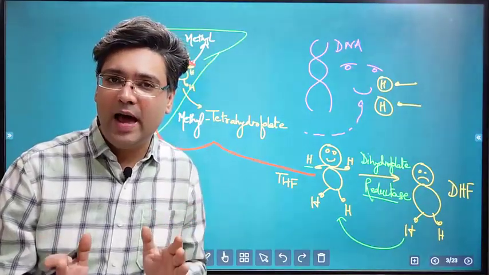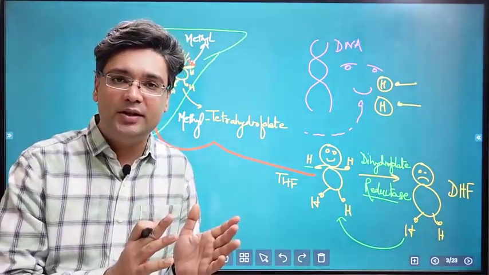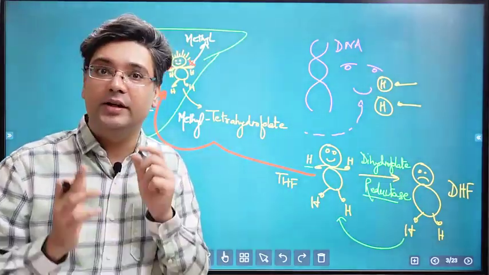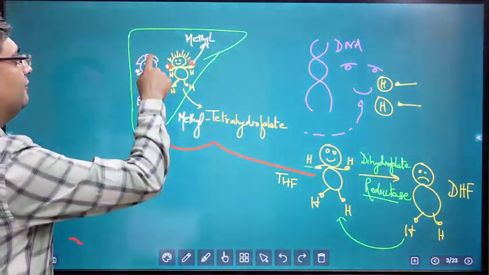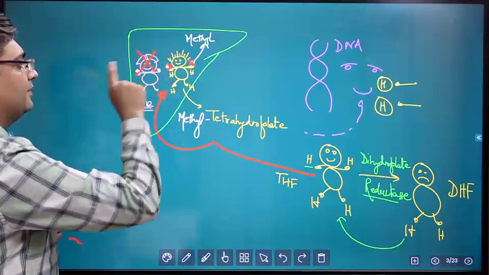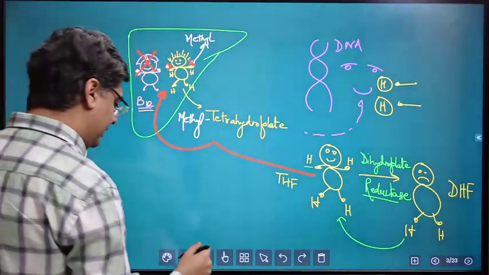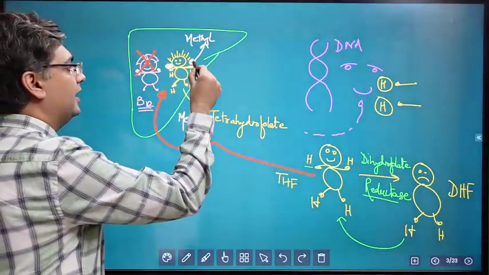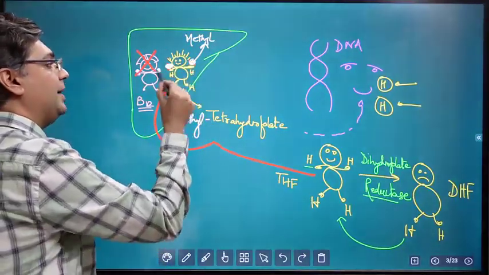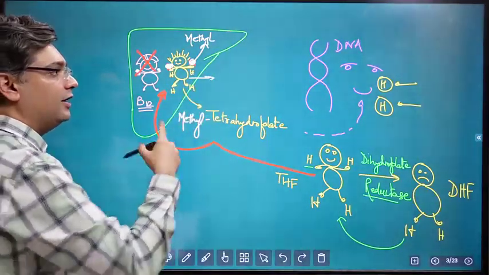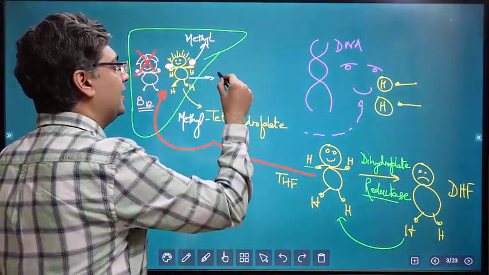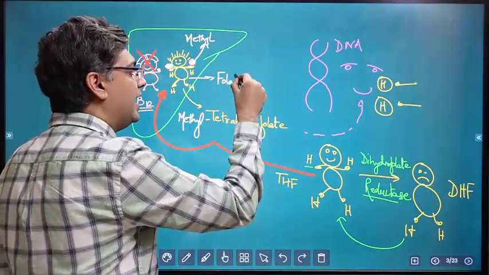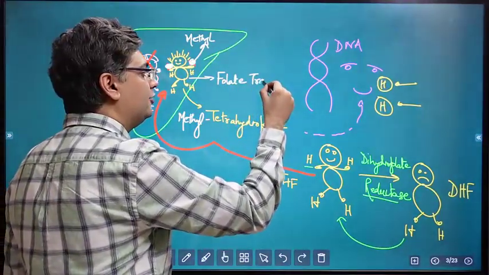And this is what happens in B12 deficiency. Listen very carefully. In B12 deficiency, when the B12 is not there, the folate remains with the methyl groups, and it is trapped here in the liver and cannot act and help the DNA. This is also called the folate trap.